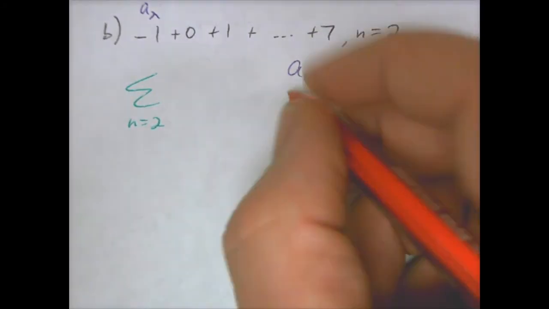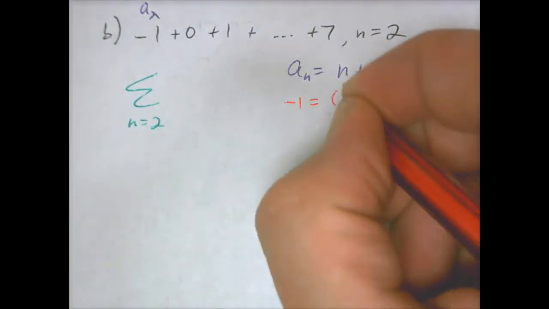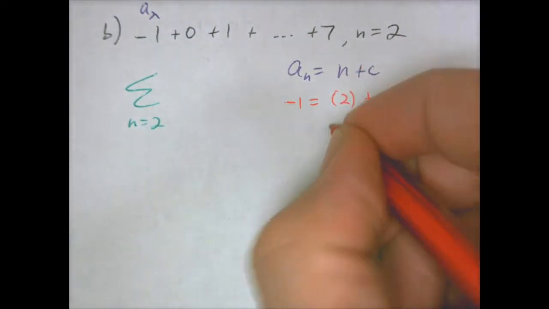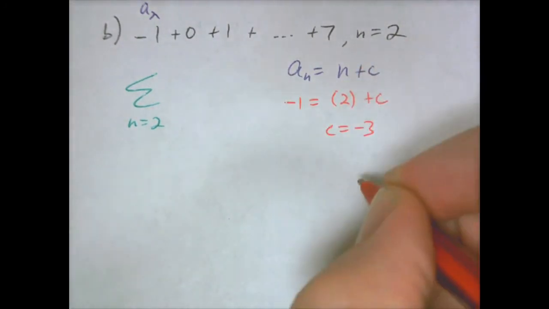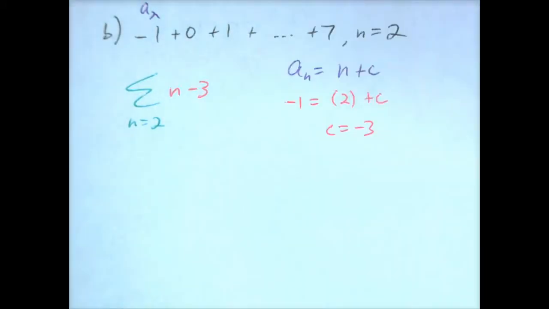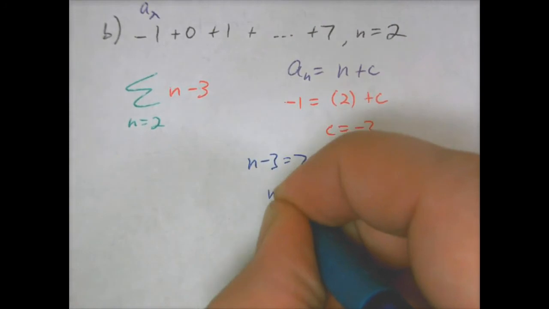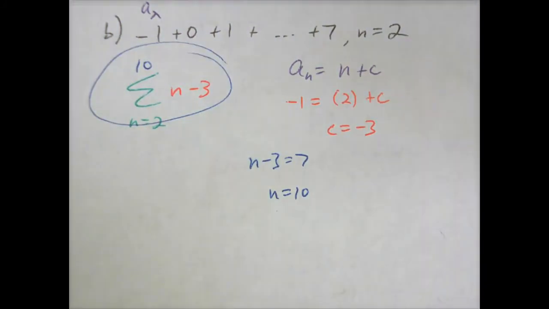So you have negative 1 when you plug in 2 plus c. So that tells me that c is negative 3. So my rule then should be n minus 3. To figure out my last term value, I can say n minus 3 equals 7. Add the 3 over, n is 10. So there are 10 terms there. Yay, sigma notation. You understand? I understand.